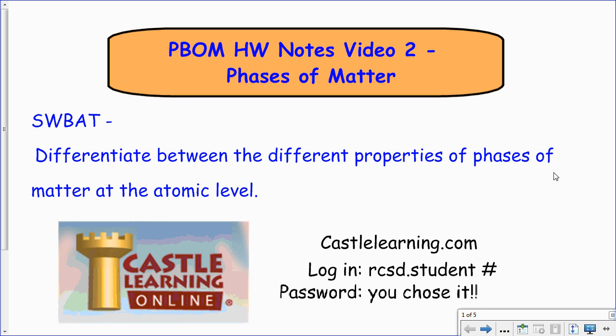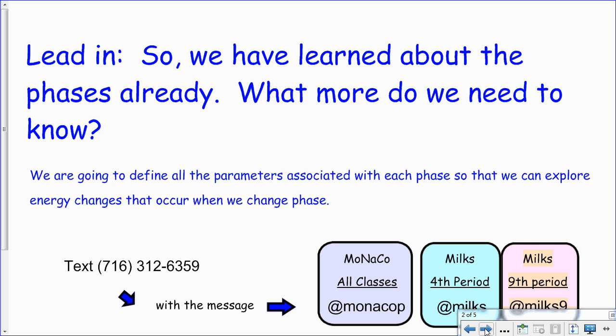We're focusing on the phases of matter today and how they have different properties at the atomic level. And we're going to get into those definitions of what those are. Why do we need to do this? We have learned about phases already. What more do we need to know?